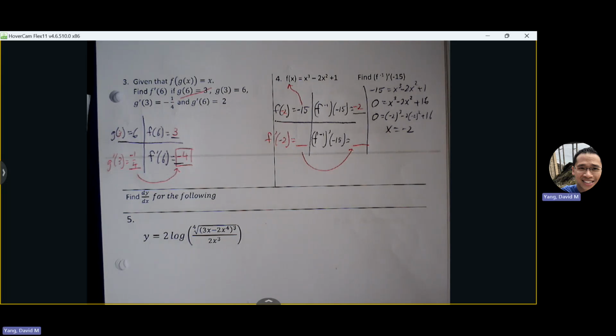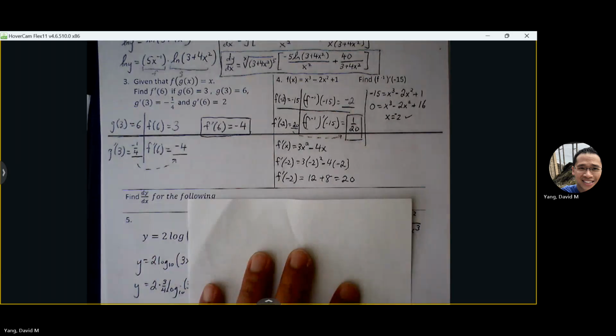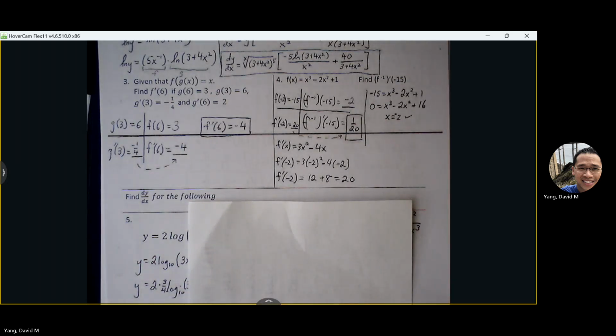So find the slope of the f graph first. Find the derivative function, then plug in negative 2 to get to the slope, and then your reciprocal will get down to your answer. So my derivative is just 3x squared minus 4x. Plug negative 2 in, I get 20. Take the reciprocal, my answer is 1 over 20.